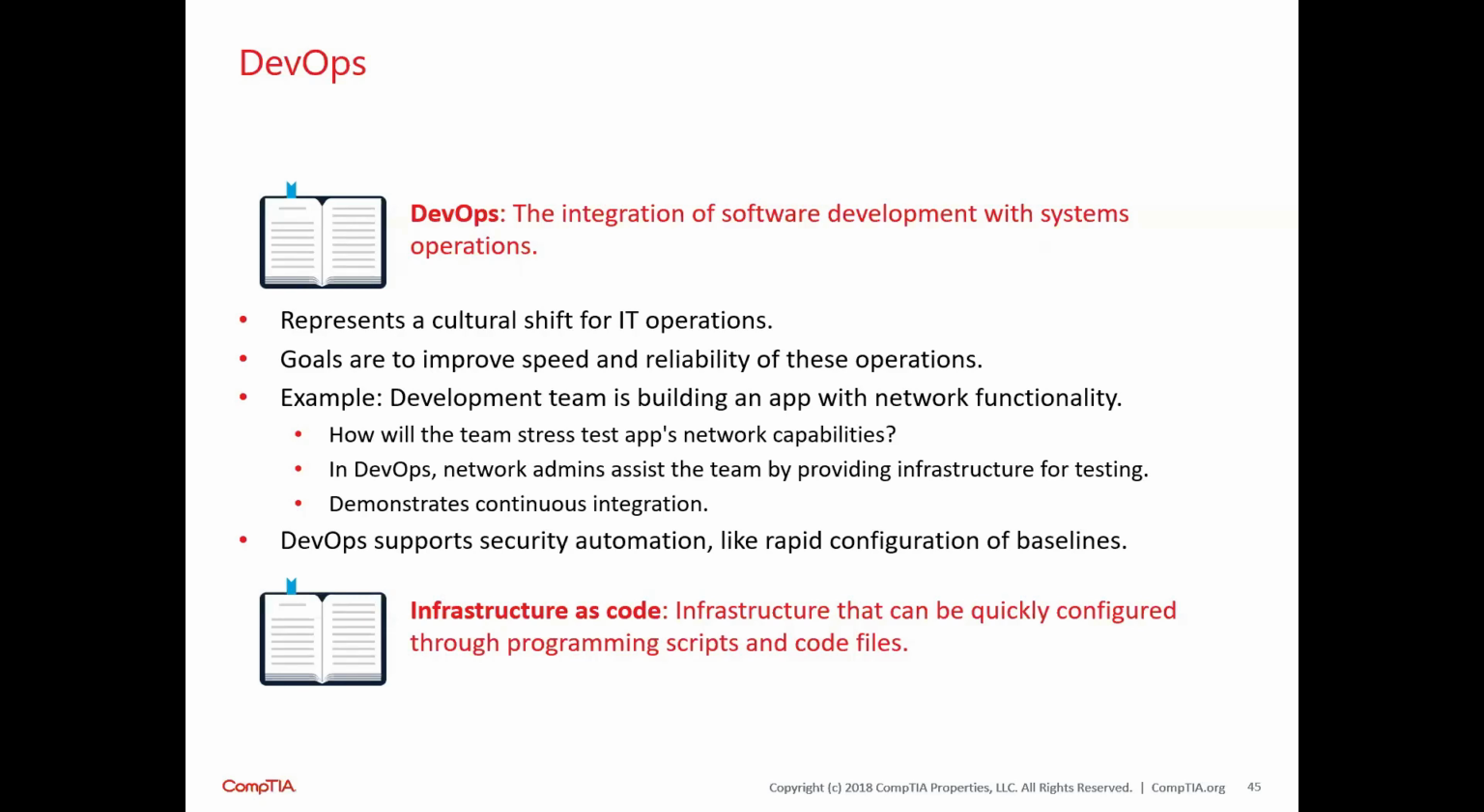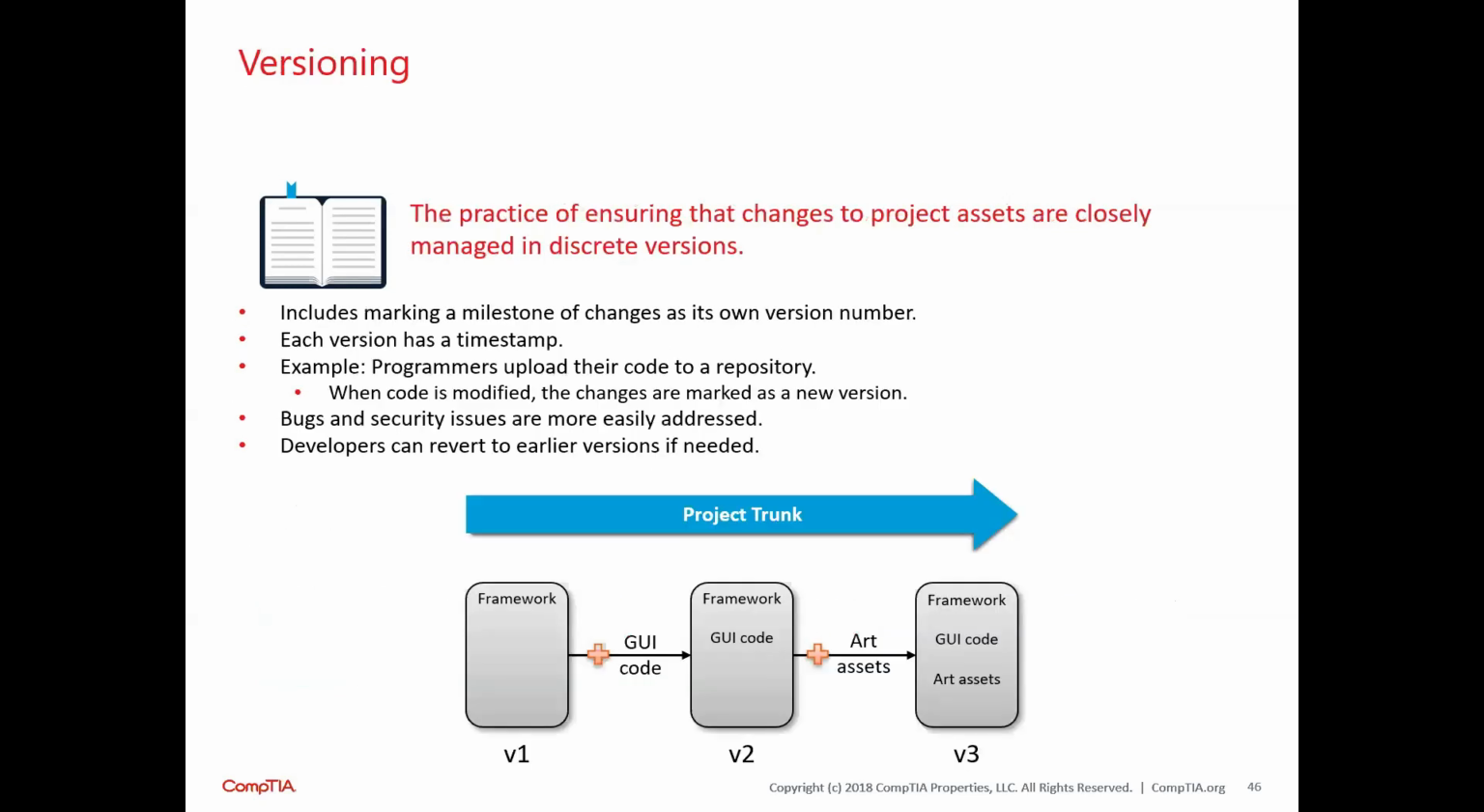their side. And it demonstrates continuous integration, and DevOps also supports security automation such as rapid configuration and baseline. And we normally talk about infrastructure as code, which would allow you to integrate programming, scripts and automation into our DevOps, right?